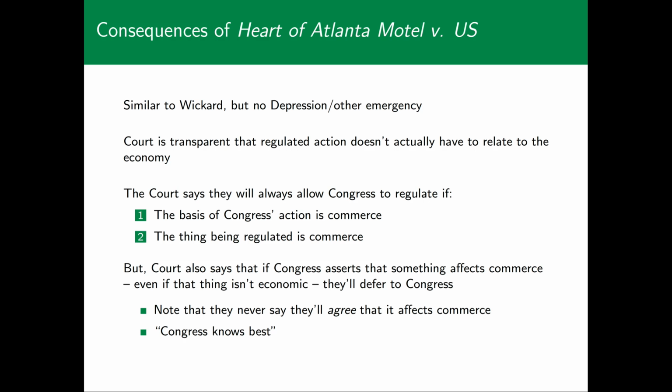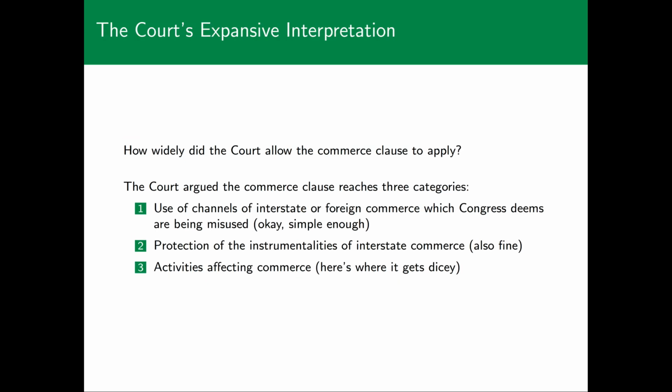So we get this. Okay, so we've got these 3 categories to which commerce applies. So basically the first one is the use of channels of interstate or foreign commerce which Congress deems are being misused. Remember, that's some of the early cases where states are trying to interfere in interstate commerce. That one makes sense. They say the protection of the instrumentalities of interstate commerce, that's kind of the streams of commerce idea. We know a little bit about that one.